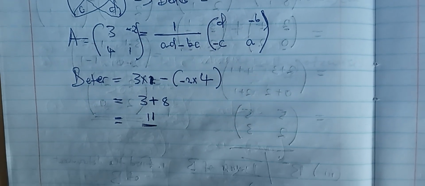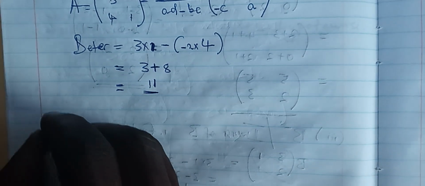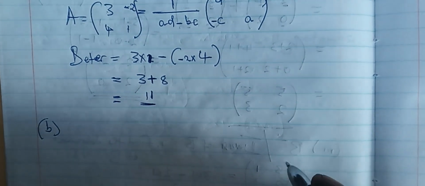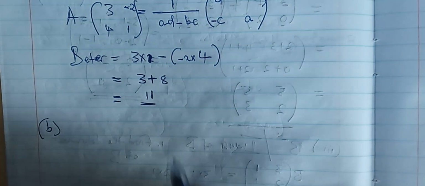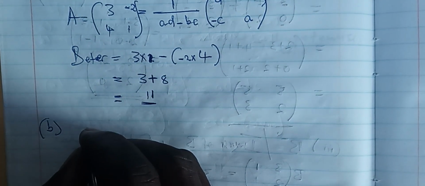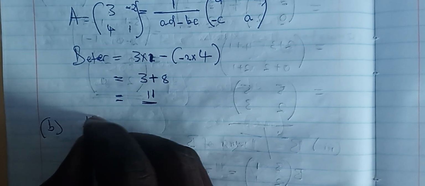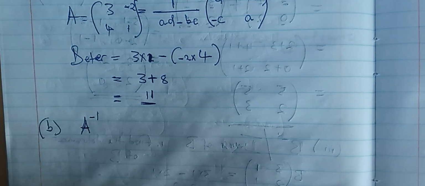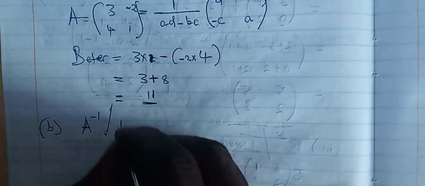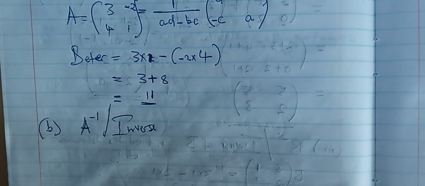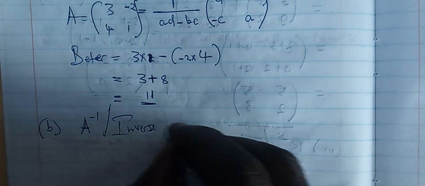Going to part B of the question, which is to calculate the inverse of the matrix. We are aware that our matrix is this one. The inverse is sometimes denoted by A to the power minus 1. A to the power minus 1 simply denotes the inverse of the matrix.